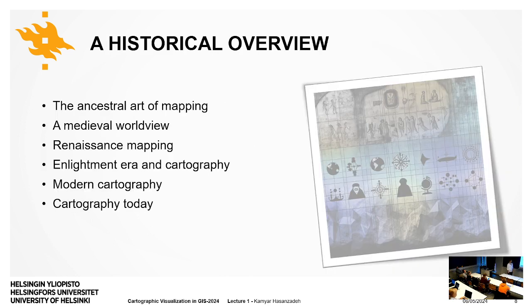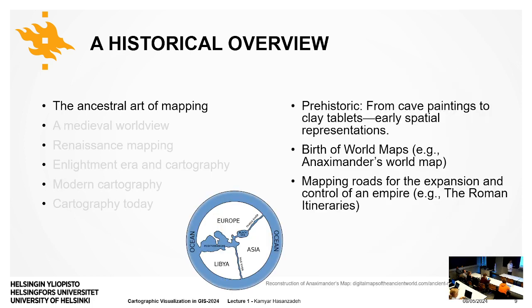So a bit of historical overview of cartography. Depending on what book you read, what resource you refer to, there are different ways of classifying the history of cartography. This is just one way of getting some idea of how things have changed over history. So we have the earliest stage of mapping, the ancestral mapping, so to say. It's prehistoric, from cave paintings to clay tablets, the earliest spatial representations of places. So this is very old.